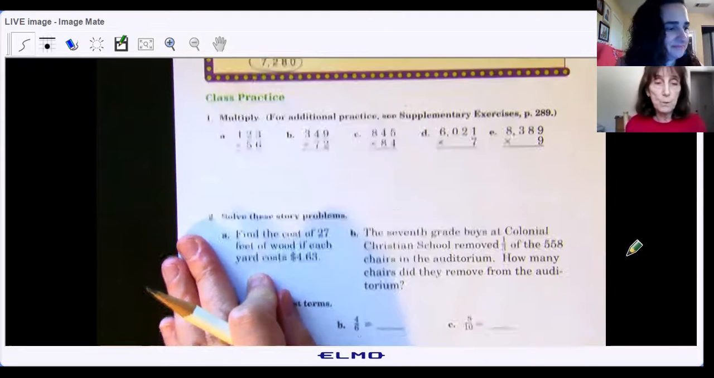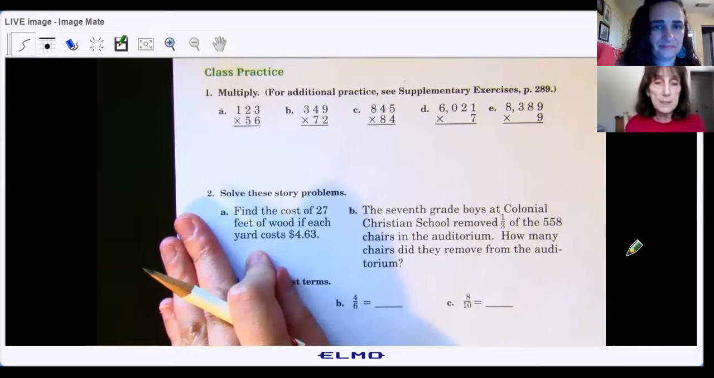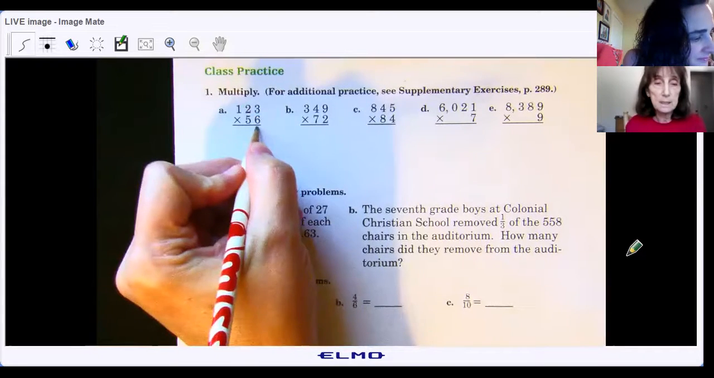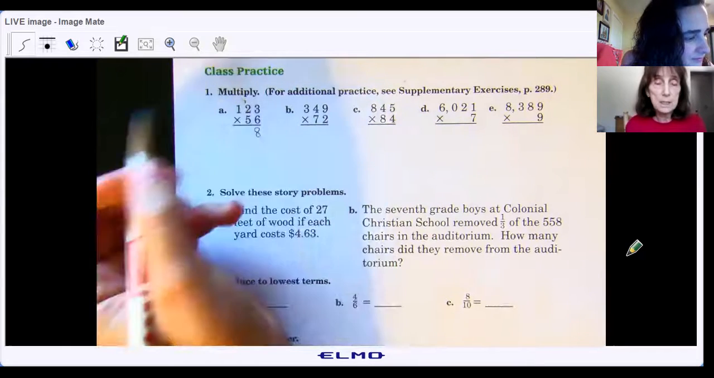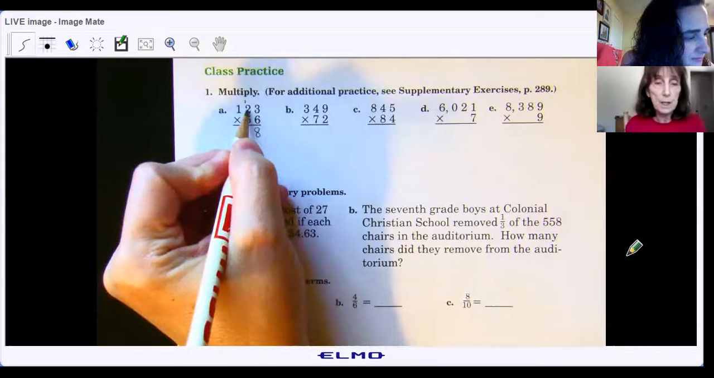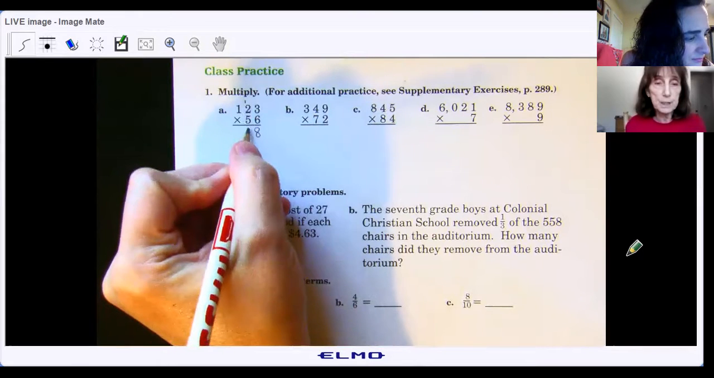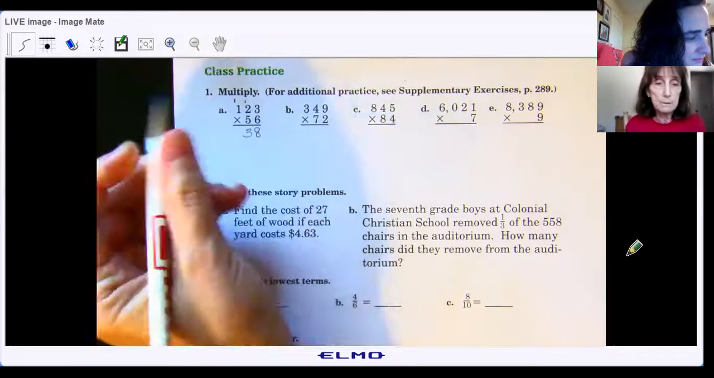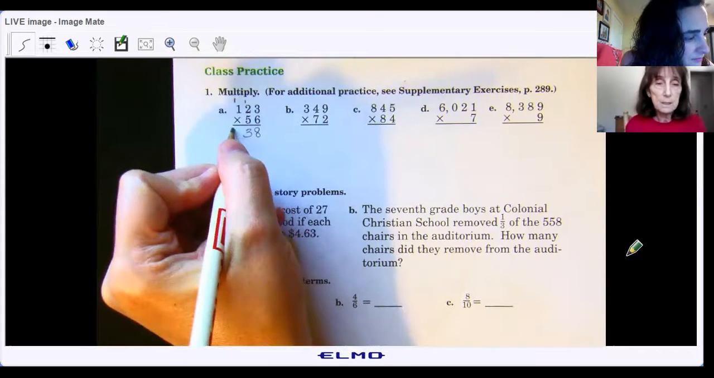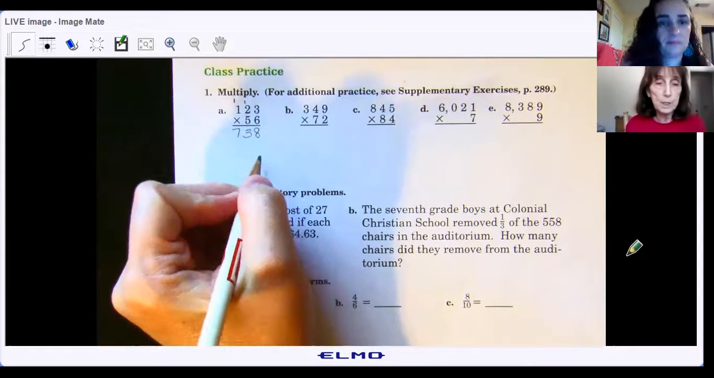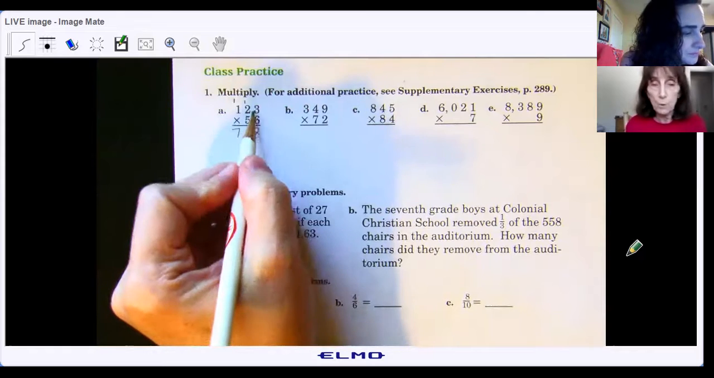All right, let's try 1. 6 times 3 is 18. In the ones column, put your 8 down, carry your 1. 6 times 2 is 12, and 1 is 13. Put down your 3, carry your 1. 6 times 1 is 6, plus 1 is 7. So you multiplied 123 by 6. Now, no more ones.